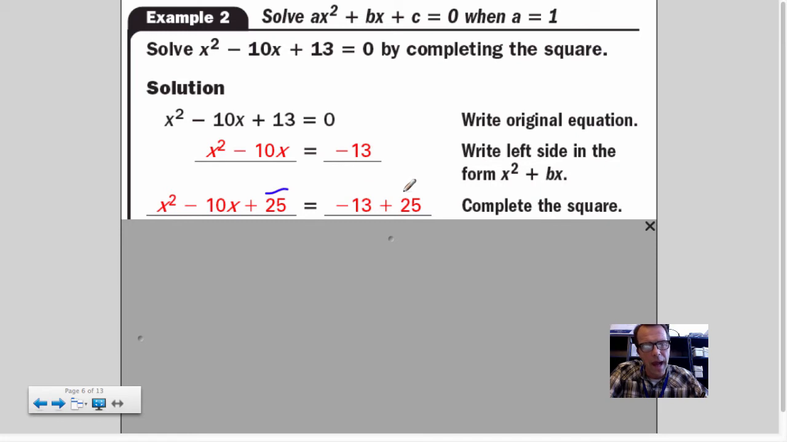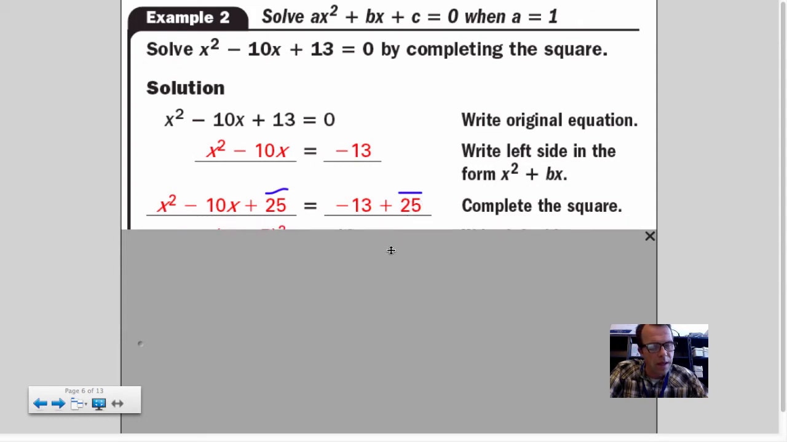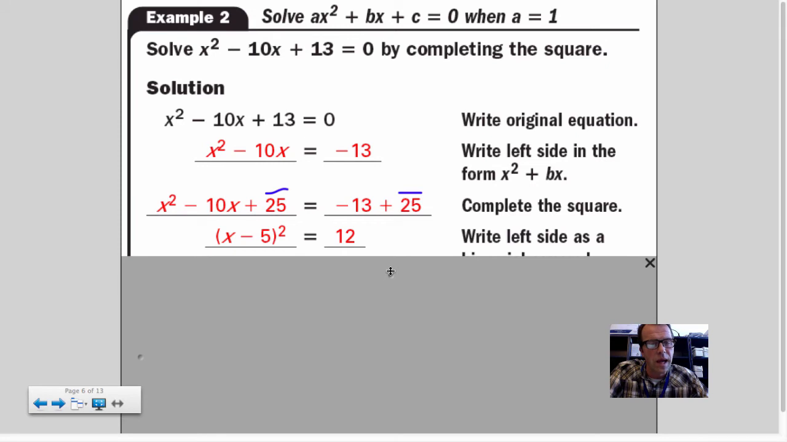To do that, I have to balance the equation, and I have to add it to both sides. That's a big step that you remember: if I'm going to put 25 on the left side, I need 25 on the right side. Notice now that the left side would factor to x minus 5 quantity squared, and negative 13 plus 25 is 12. So again, be careful. Always remember, if I'm going to add to one side of the equation, I have to add to the other. And that's easy to forget when you're just trying to solve this equation.